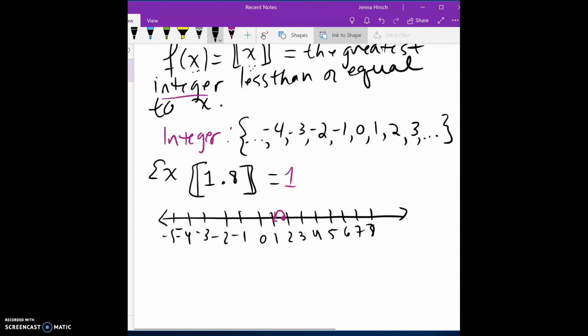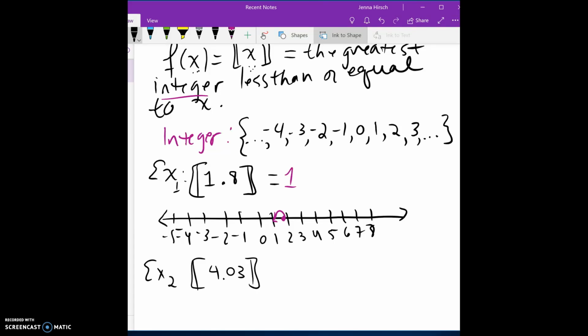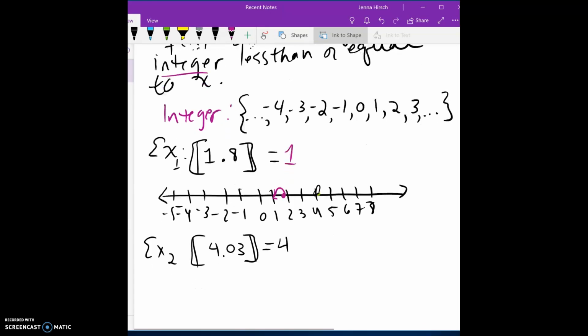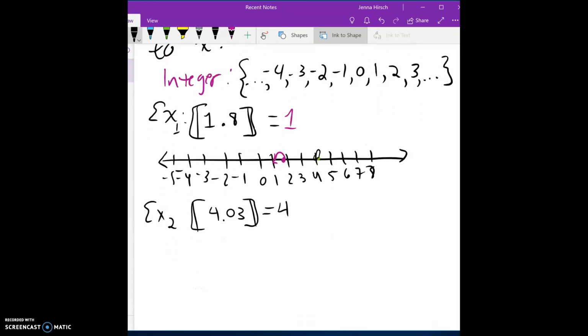Let's evaluate a few more of these. Example 2: let's evaluate the greatest integer of 4.03. Locating 4.03 on the number line, we're a little bit more than 4. The biggest integer that's less than that, going to the left of it, is right here, and that's the same thing as saying 4. Again, remember that all of our outputs are going to map onto one of these integer values.